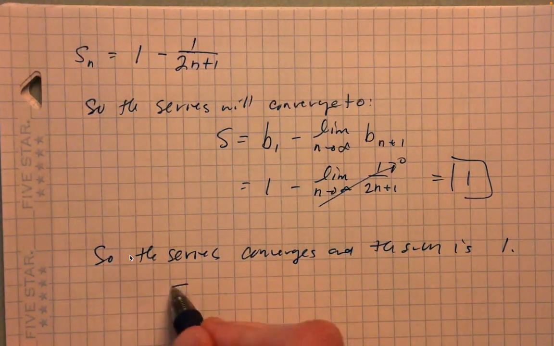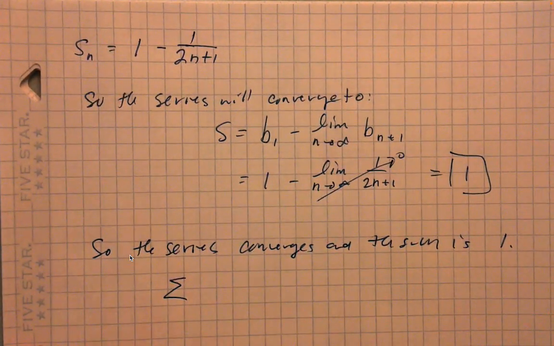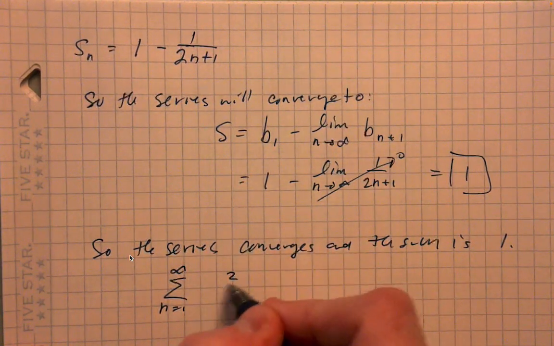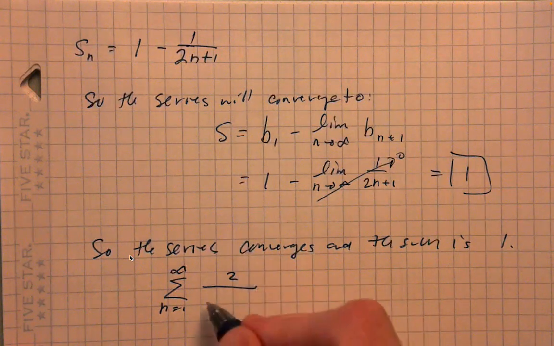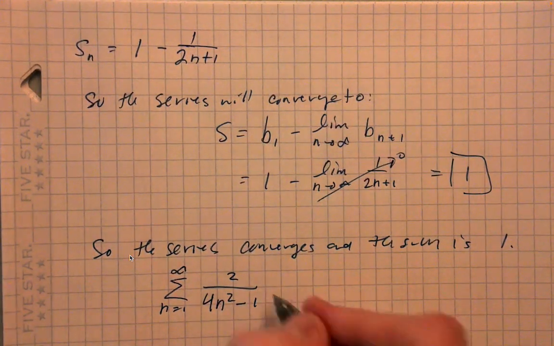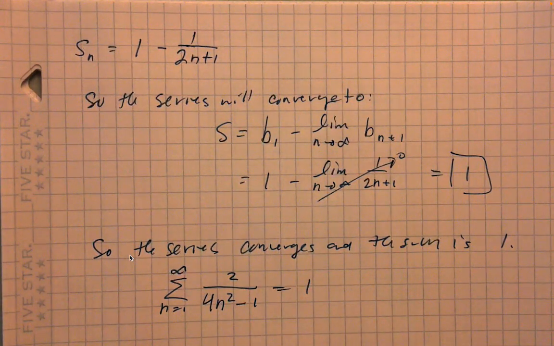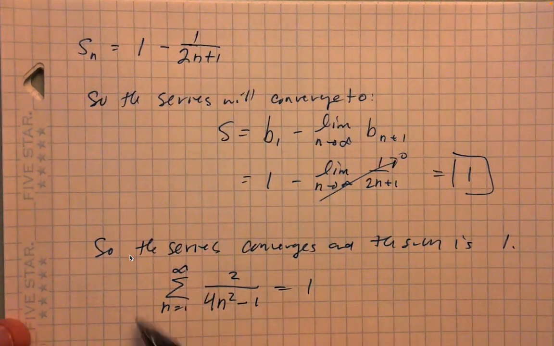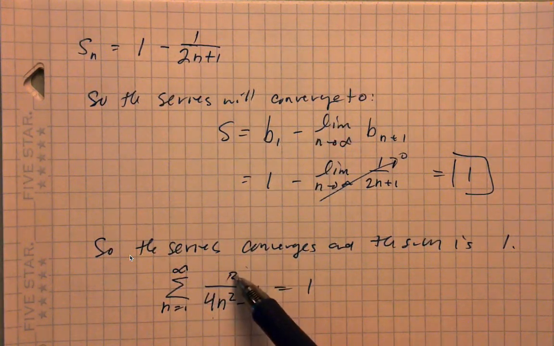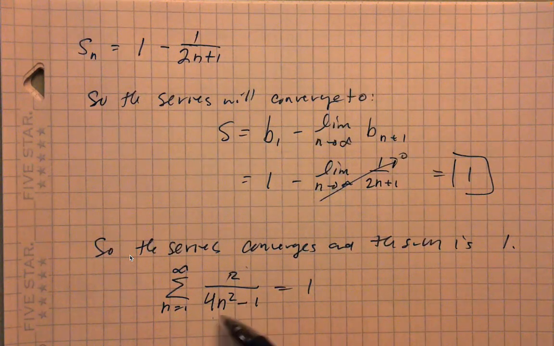Okay, so specifically we found the sum of this, n equals 1 to infinity of 2 over 4n squared minus 1. That's 1. Sometimes when people see something like this, they immediately think, well, this is a constant over 4n squared minus 1, the denominator is going to grow really quickly and it's going to go to 0. That's not the way to think about it.